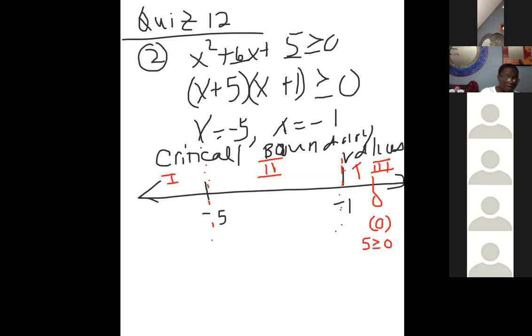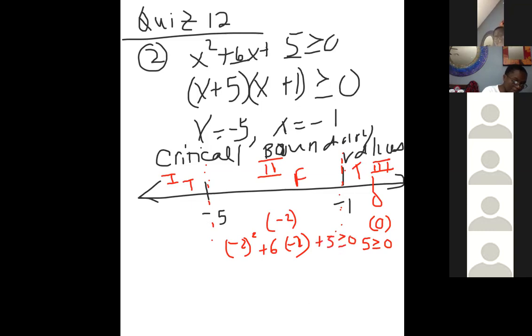Now, remember I told you guys in the steps that the truth values are alternating. So if region 3 is true, you would assume region 2 is false, and you would assume region 1 is true. But if you're not sure, guys, go plug in some values. Like in region 2, I'm gonna plug in -2. If I plug in -2 into the original problem, and I work it out, that's a -2 squared, plus 6 times -2, plus 5.